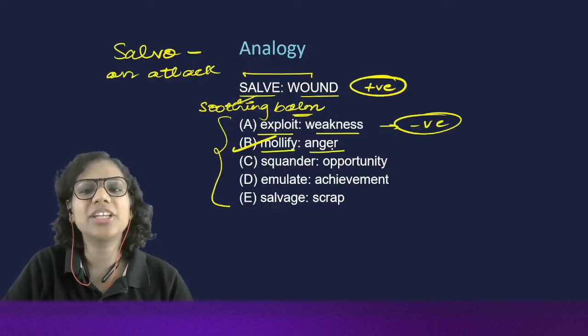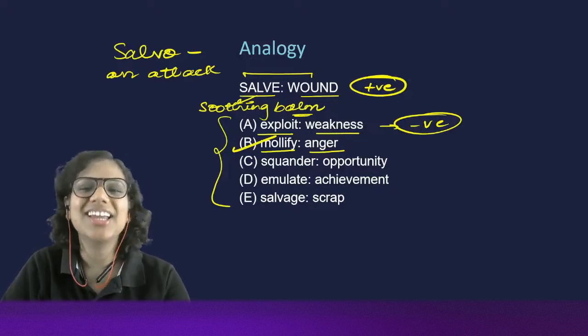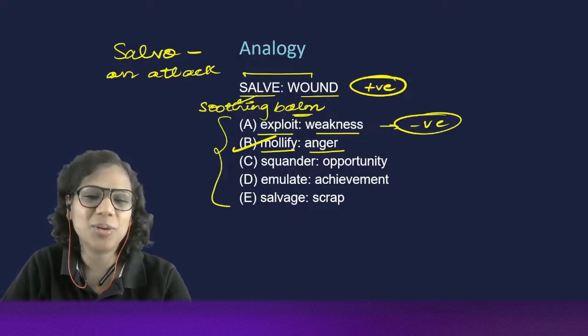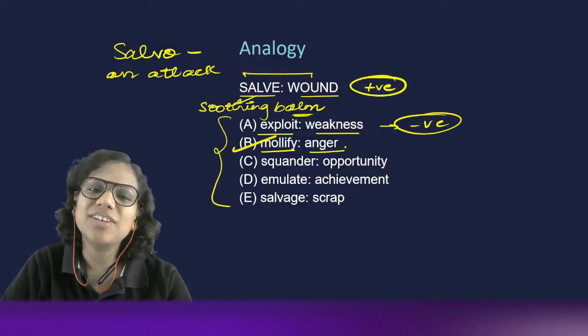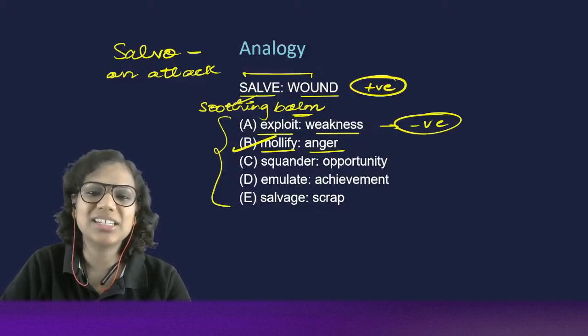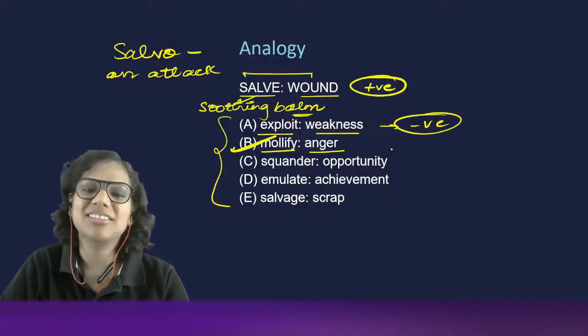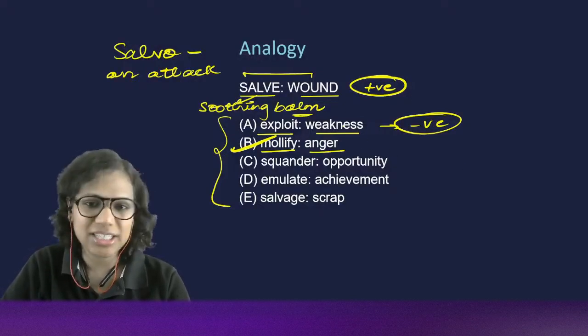Mollify is to anger. So when you mollify someone's anger, what do you do? You try to calm them down. You try to ease whatever they are angry about, ease their anger. So mollify is to anger has a similar relationship. A person is wounded, you are applying a healing ointment. A person is angry, you are trying to soothe them, calm them. So B is the relationship that is similar, not A.